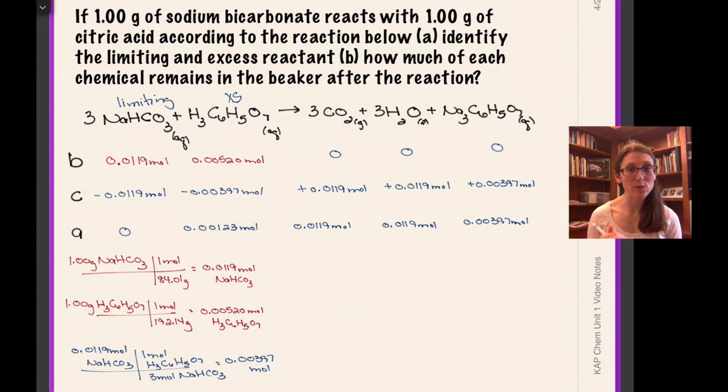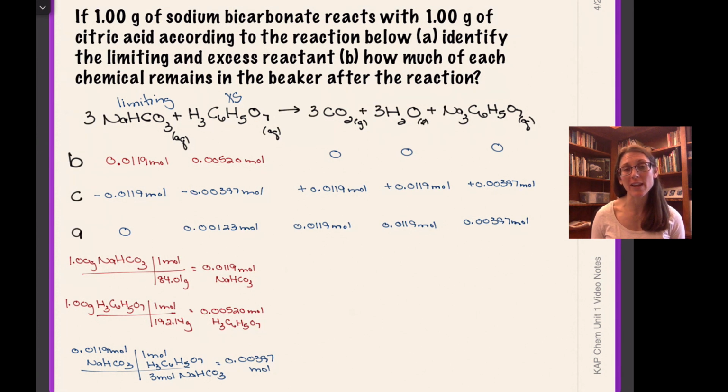Okay, so I use the 1 to 3 mole ratio to figure out the moles of the citric acid that were going to be used up. And that is 0.00397. And that leaves 0.00123 moles, which is a confirmation that that is indeed my excess reactant. And then I also looked at my mole ratios, although I didn't show all the conversions, for CO2, H2O, and then the sodium citrate, that Na3C6H5O7, to see how much of those would form. And since I started with none, because they are products, how much of those were going to be left over at the end.